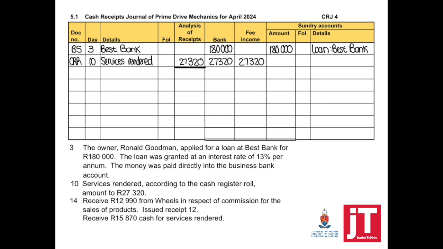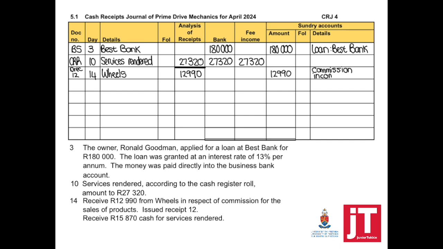Day 14. 2 transactions on the same day. Received 12,990 from Wheel in respect of commission for sales of product. Issued receipt 12. Day 14. Duplicate receipt from who? Wheels. How much did we receive during the day? 12,990. For what reason?